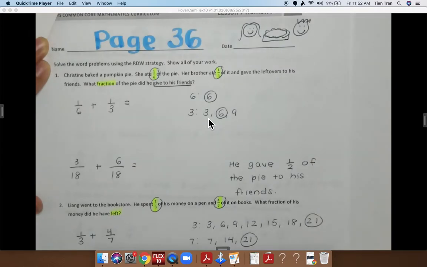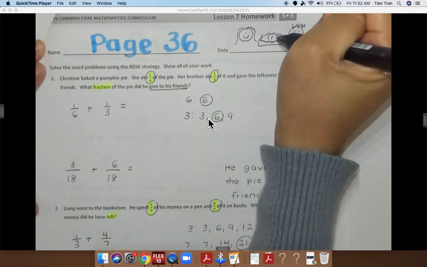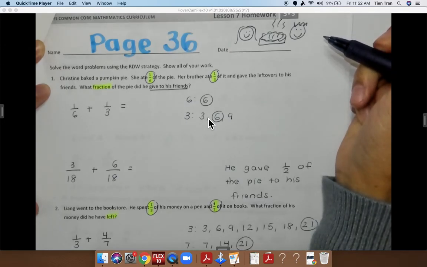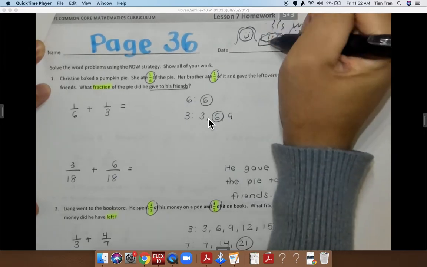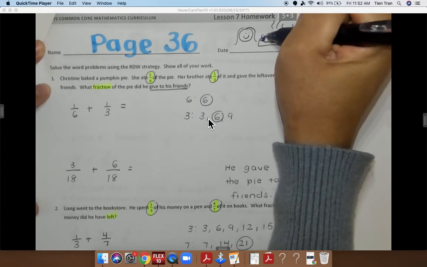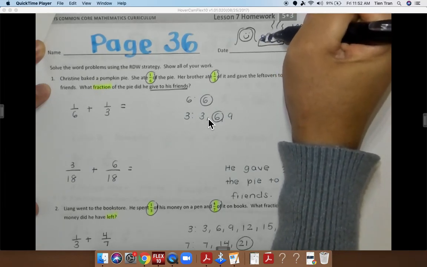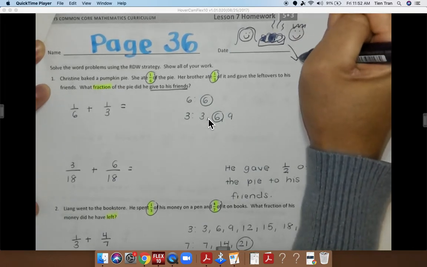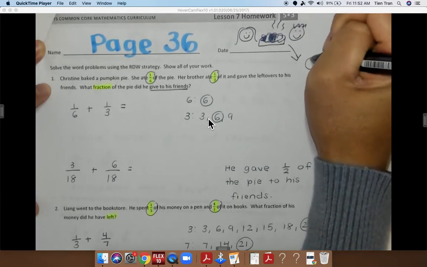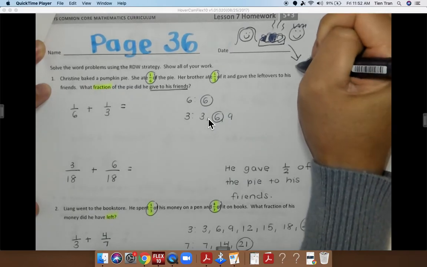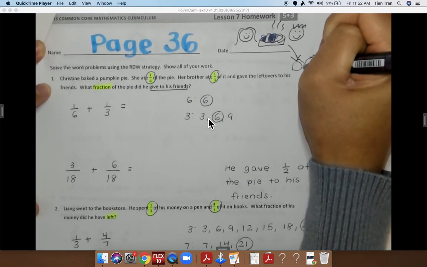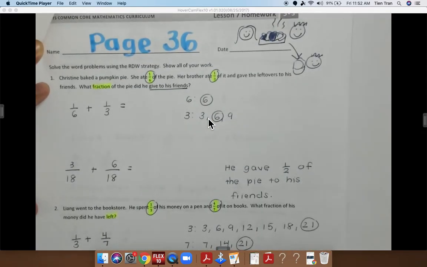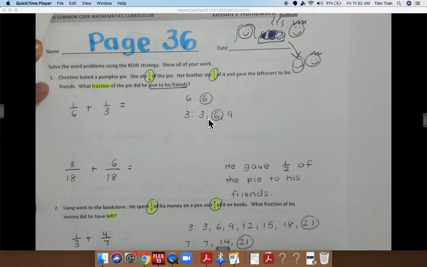So I'm illustrating it so we can kind of visualize it in our head, right? So they had pie, and she ate 1/6 of the pie, and her brother ate 1/3. So maybe she ate a small piece like this, and her brother ate another piece like this. And then they give the rest to their friend. So whatever is left over goes to their friend. Maybe it's like a piece of the pie left, right? So we need to figure out how much of the pie he gave to his friends.